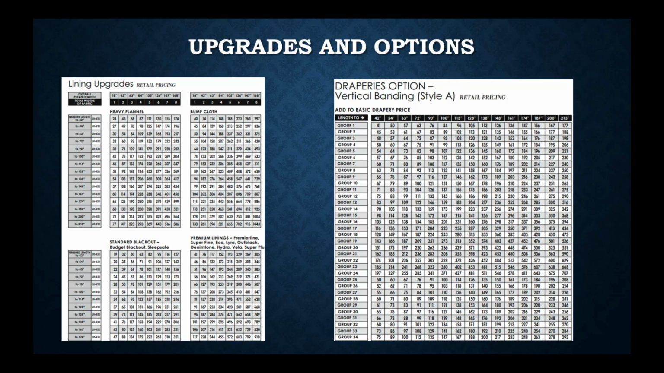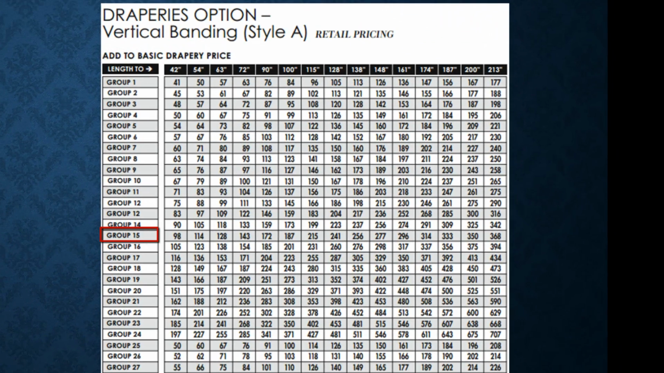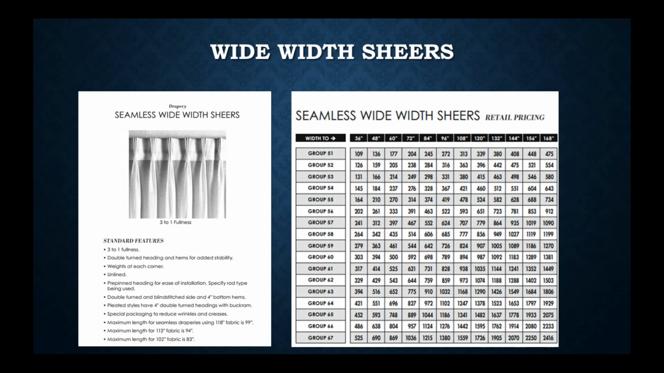Say I wanted to do a banding on a drapery. I would just go down until I find the price group that the banding's in, and then just go across till I find the length of the drapery that I want to band, and boom, I just add that on to the base price of the drapery that I'd priced earlier on the page before. Simple, simple, simple. Very easy to use.